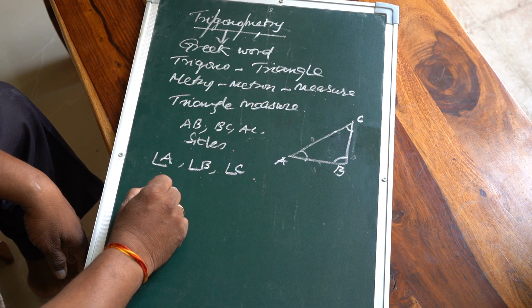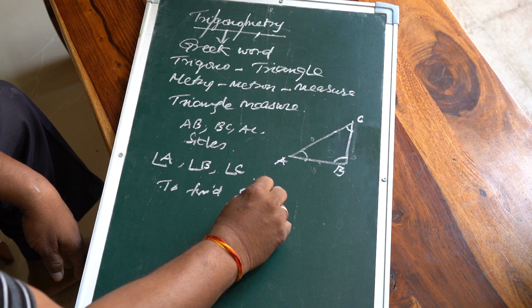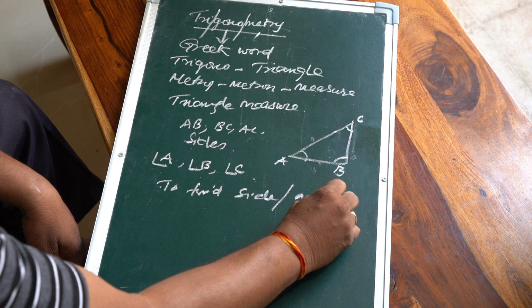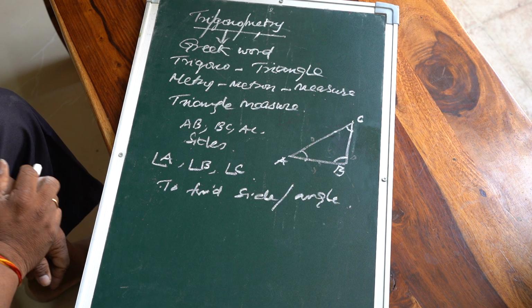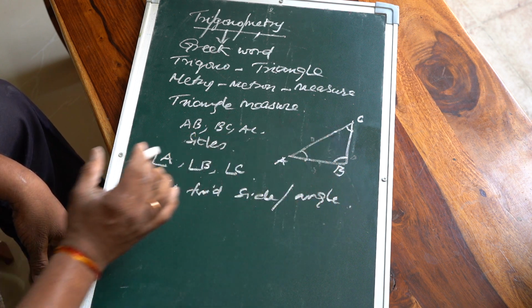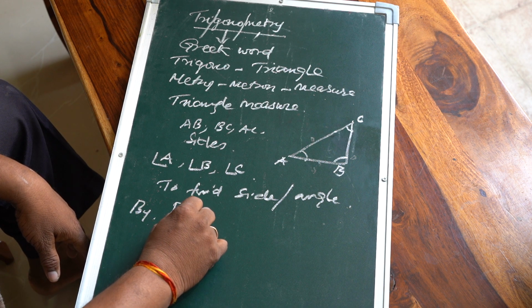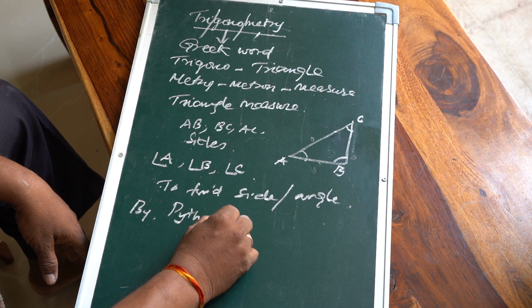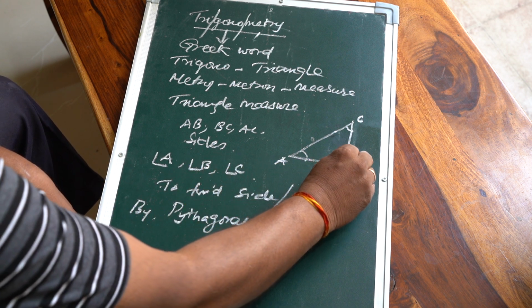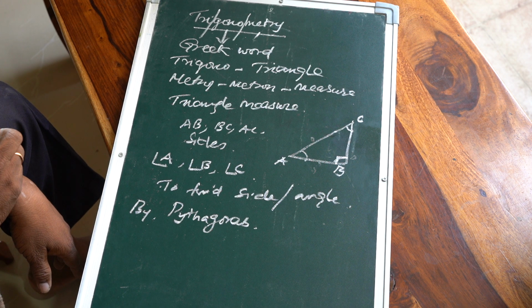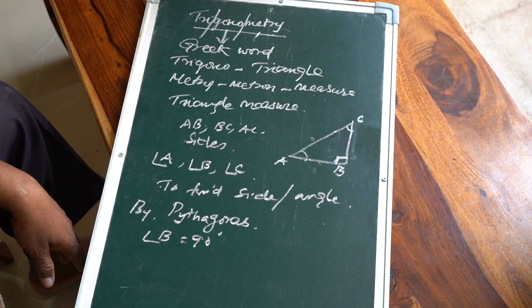It lets you find the sides or angles when two or three of them are given. Suppose you want to know AB, then the Pythagoras theorem is there. So what does the Pythagoras theorem mean? Here angle B is a right angle, which means it is 90 degrees.